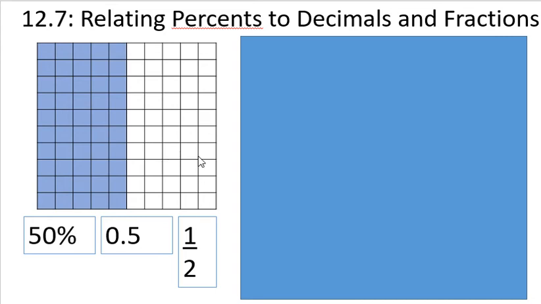We'll convert it to a fraction because now we can see if we have this large 100 square and break it up into exactly two pieces, exactly one of those pieces is shaded in blue. And that's why we have our 1 over 2. One piece shaded in blue out of two total pieces.